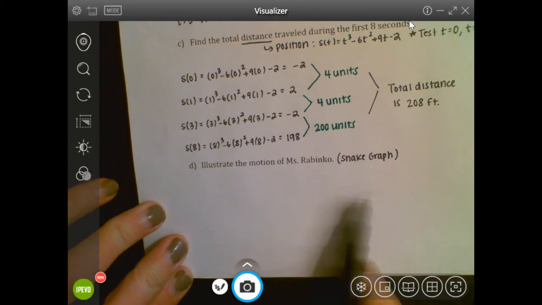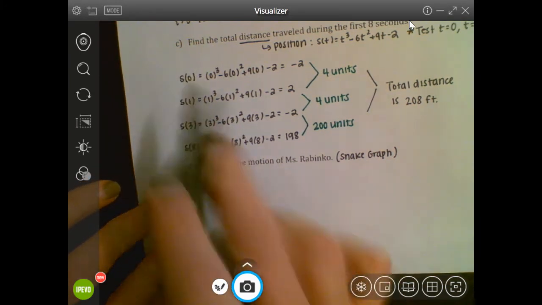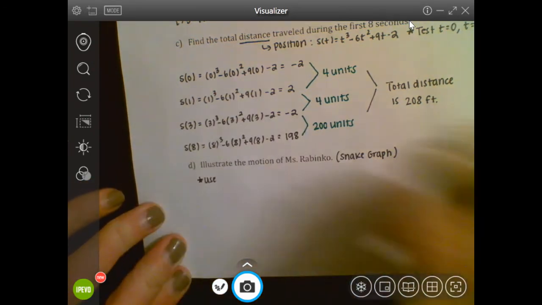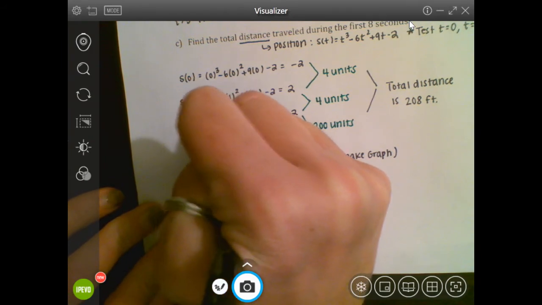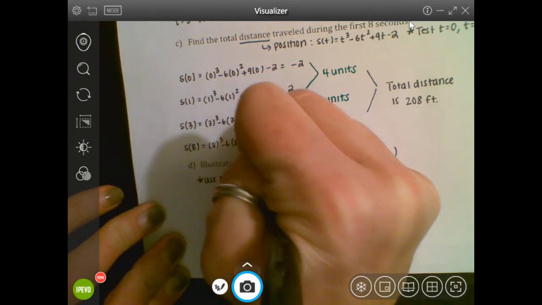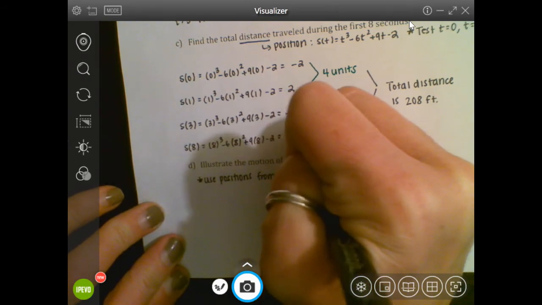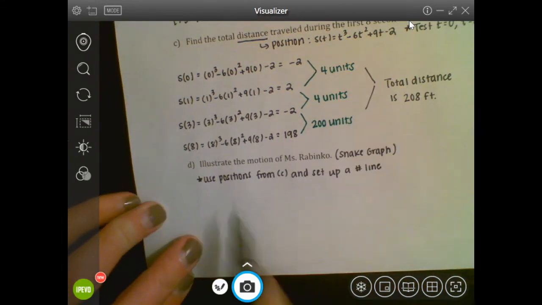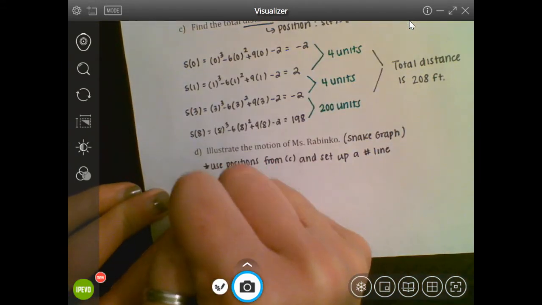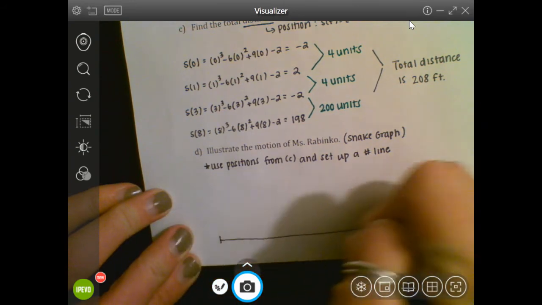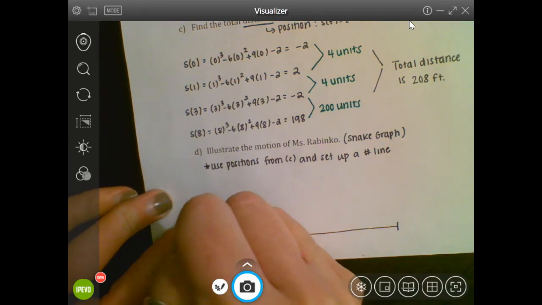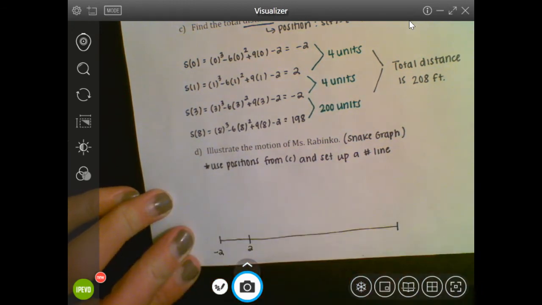And what we're going to do is take these values that we just calculated in part C. So we're using positions from part C, and we're going to set up another number line using those positions. I'm going to make a little number line here at the bottom because I'm going to draw my graph above it. I'm just going to list these in numerical order. So I see that I have -2, +2, and positive 198.